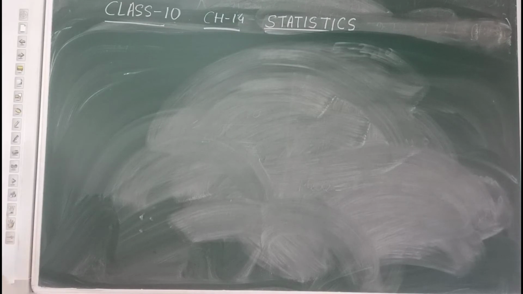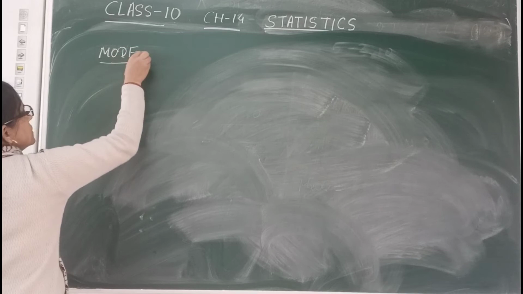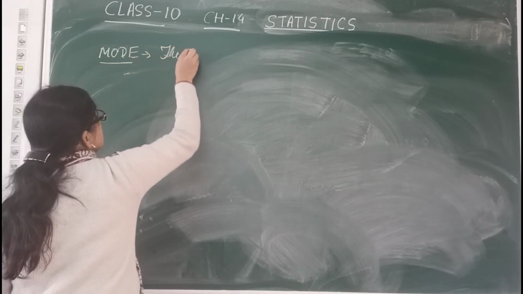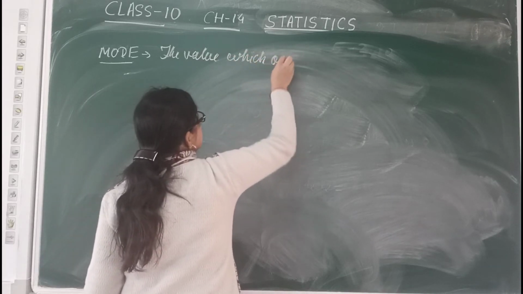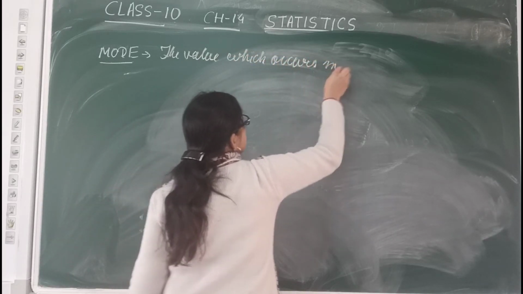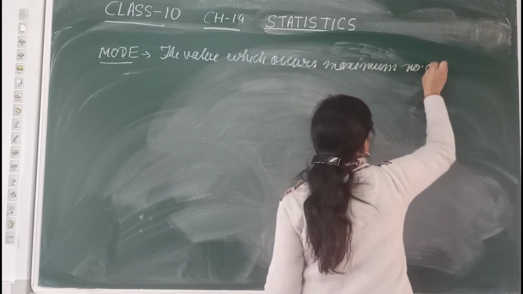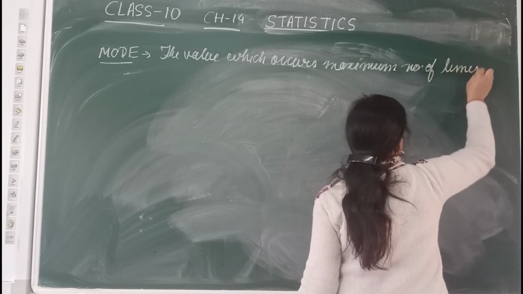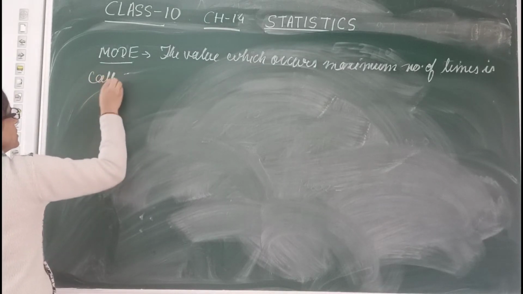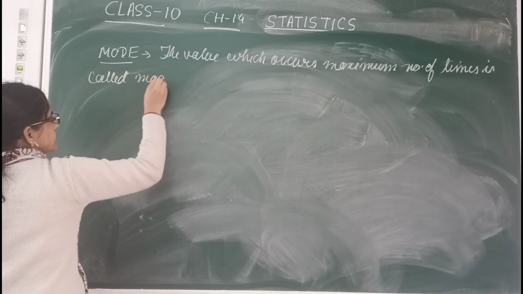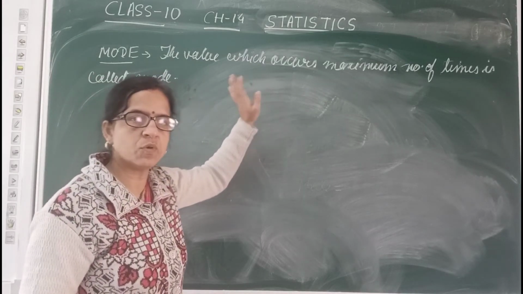Mode: the value which occurs maximum number of times is called mode, or we can also say the value which has the highest frequency is called mode.